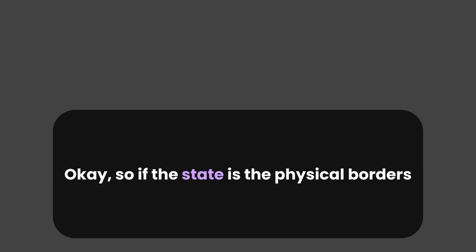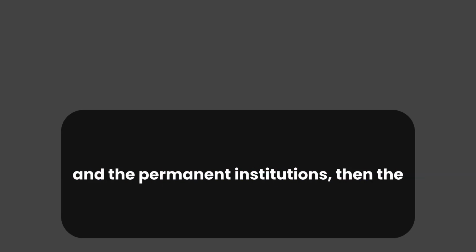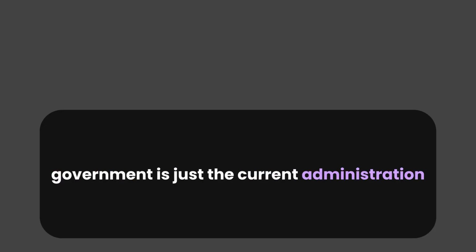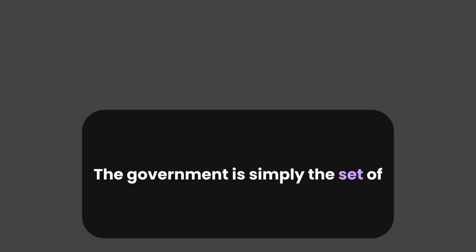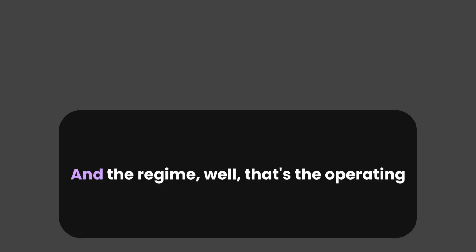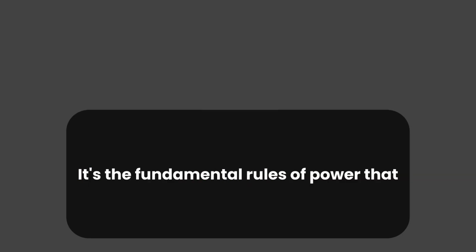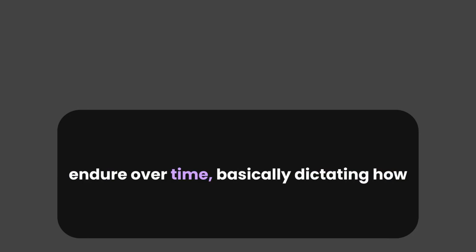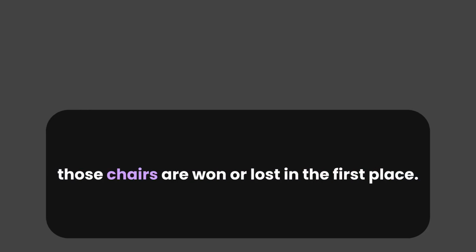Okay, so if the state is the physical borders and the permanent institutions, then the government is just the current administration sitting in the chairs, right? Exactly. The government is simply the set of individuals legally empowered to make decisions right now. And the regime, well, that's the operating system running in the background. Gotcha. It's the fundamental rules of power that endure over time, basically dictating how those chairs are won or lost in the first place.